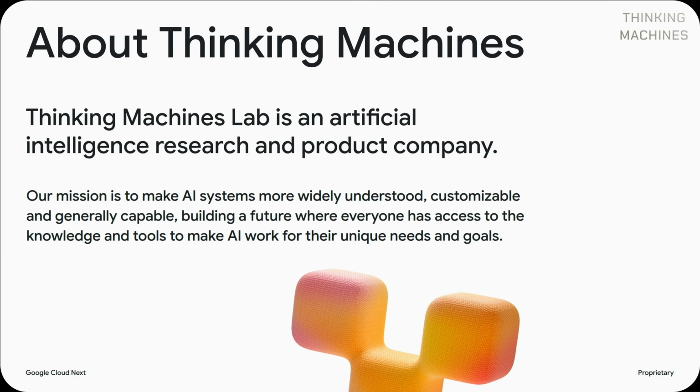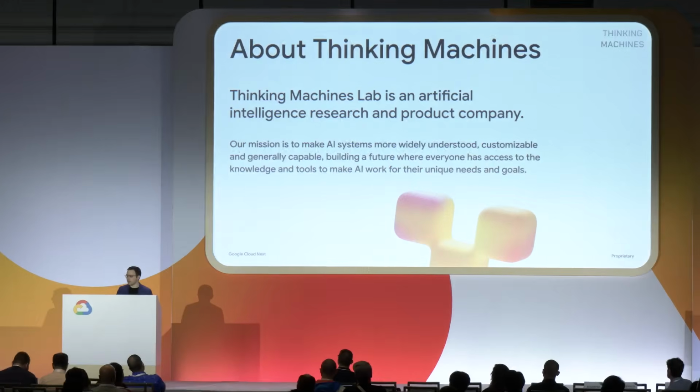So first, a little bit of background about Thinking Machines. Thinking Machines is an artificial intelligence research and product company on a mission to give everyone the knowledge and tools that they need to make AI work for their unique needs and goals. We released our first product about 6 months back called Tinker, which is a state-of-the-art fine-tuning and post-training API.